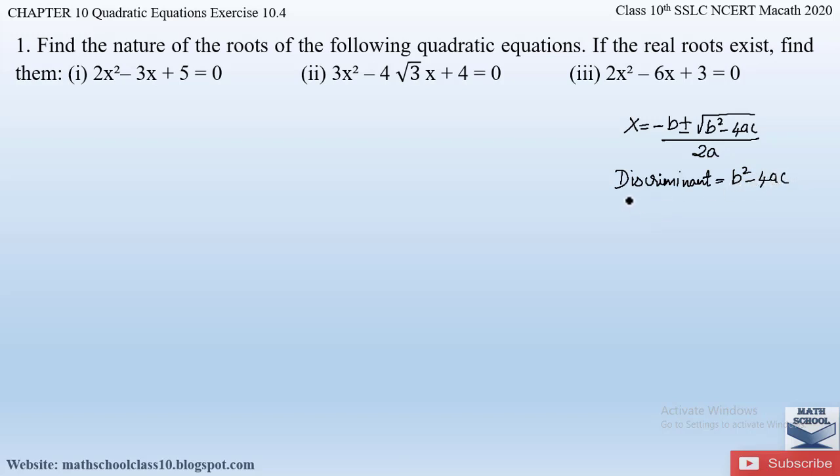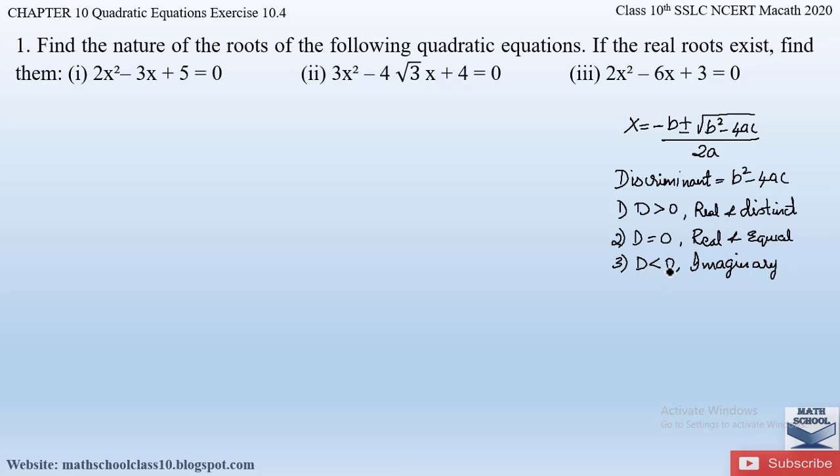Depending on this discriminant, first case, if the discriminant is greater than 0, you will obtain real and distinct or different roots. If D is equal to 0, then you will obtain real and equal roots. The third case is when D is less than 0, then you will obtain imaginary roots. When you get negative values for D, you will get imaginary or no real roots. So these are the three cases to determine the nature of roots.